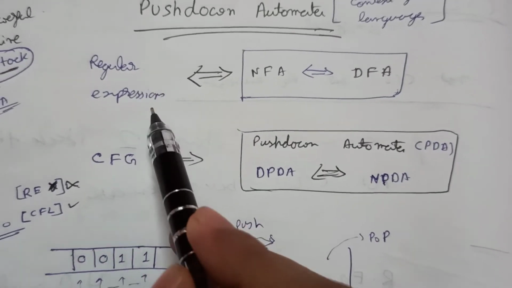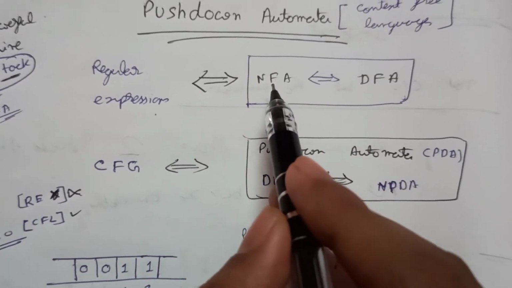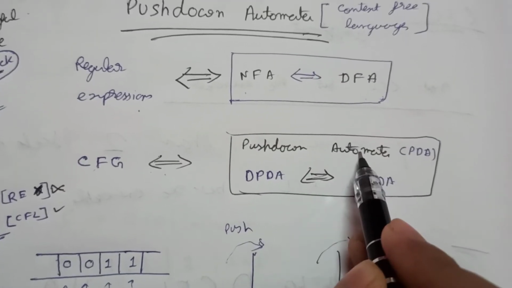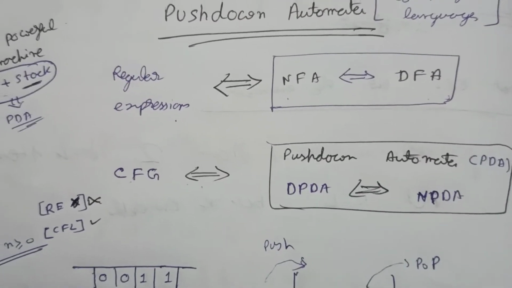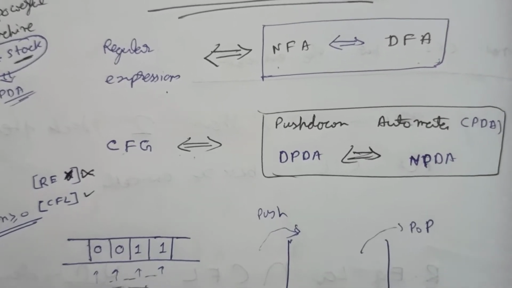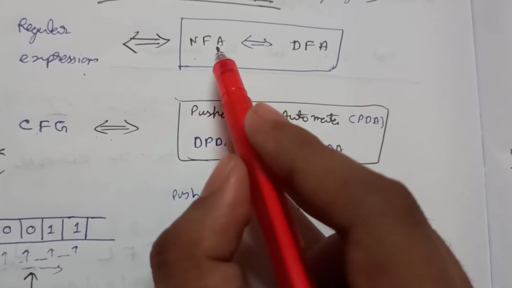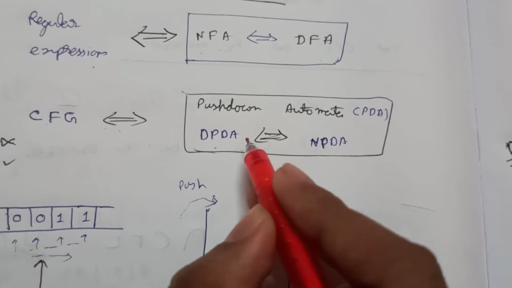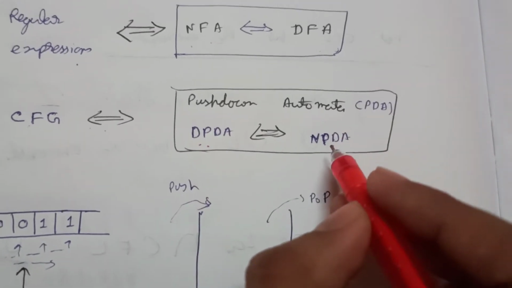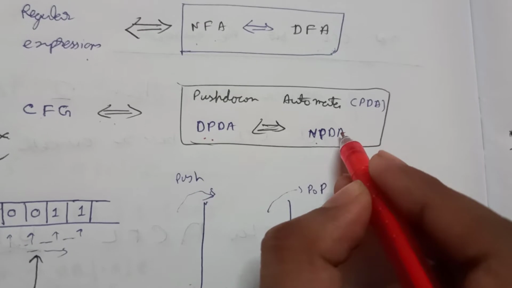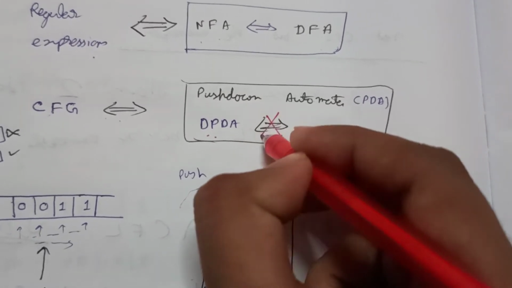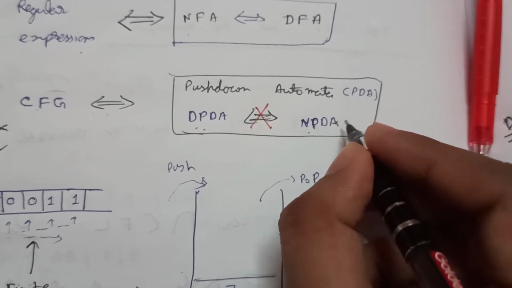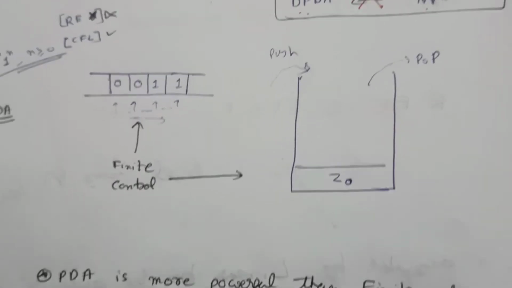As we know that regular languages are accepted by both NFA and DFA, CFGs are accepted by pushdown automata. We already know that we can convert NFA to DFA, but for pushdown automata we cannot convert a DPDA, that is a deterministic pushdown automata, and a non-deterministic pushdown automata, NPDA. We cannot convert them. These are not interconvertible. So these two are separate from each other. Okay, so now let's see an example.